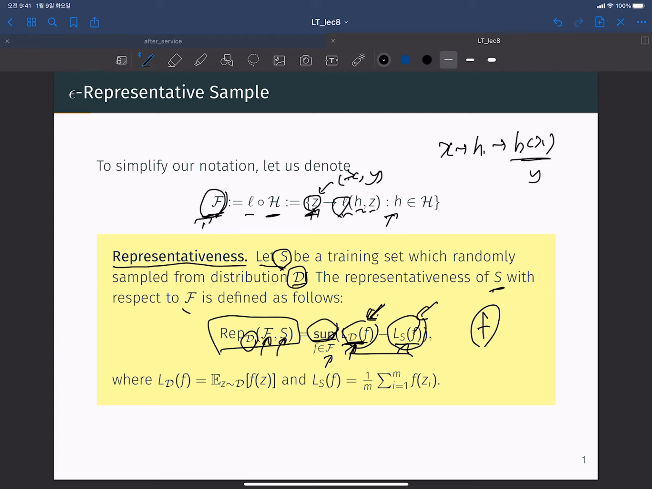So we are interested in the difference between the test error and the training error, test error minus training error. And the representativeness is defined as follows. The meaning of representativeness is that we want to find the extreme case that has the largest generalization gap, the difference between the test error and the training error.